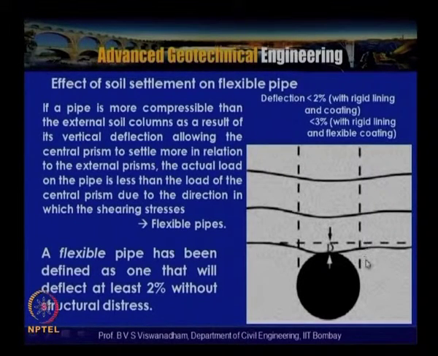Because of this, the shear resistance will act in this direction, and the load imposed on the conduit will be less. So if the pipe is more compressible than the external soil columns, as a result of vertical deflection, allowing the central prism to settle more in relation to the soil in the external prisms, the actual load on the pipe is less than the load of the central prism, due to the direction in which the shearing stresses are acting.